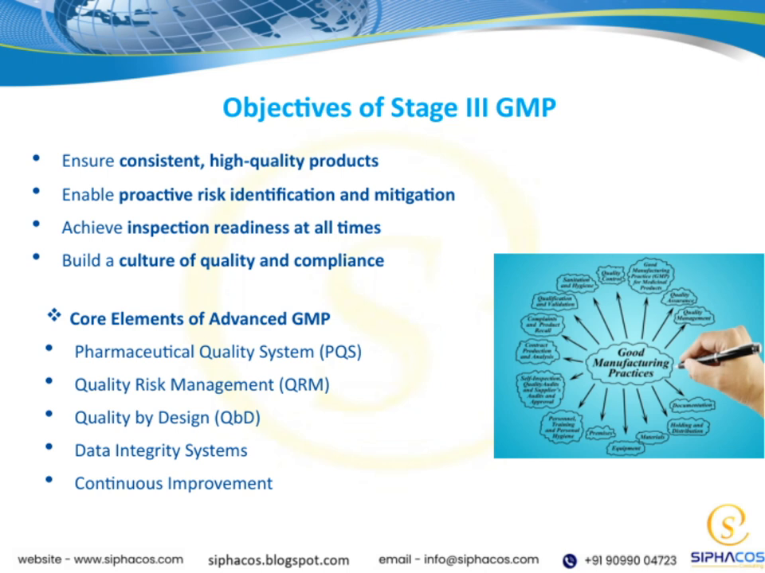Moving on to the objectives of stage III GMP, the primary goal is to ensure we consistently produce high-quality products. This consistency is vital for patient safety and regulatory compliance. We also aim to enable proactive risk identification and mitigation, so we're not just reacting to issues, but preventing them. Achieving inspection readiness at all times is another key objective, meaning our operations are always prepared for audits or inspections.